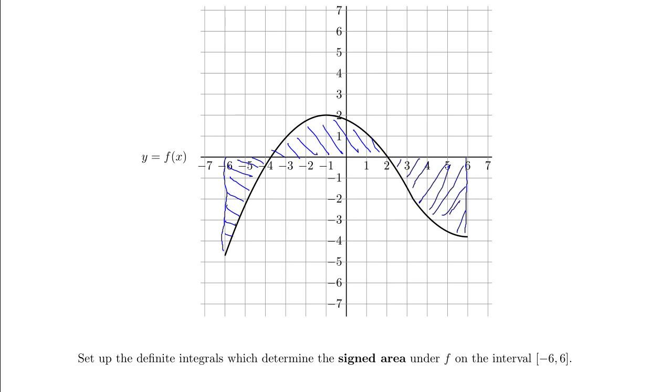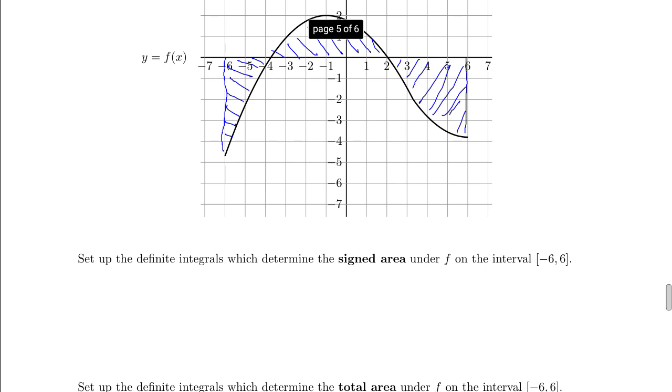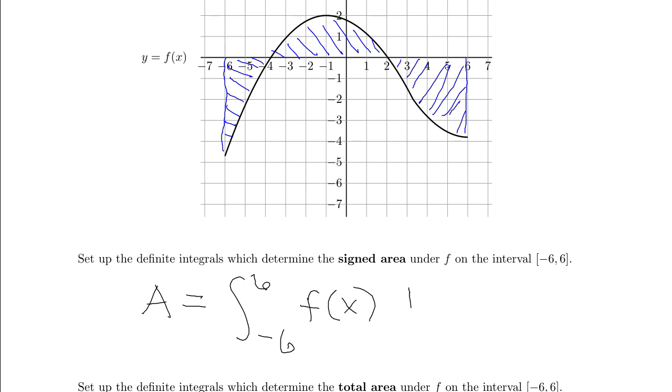And the first question is saying, well, what's the definite integral which represents the signed area? Well, the signed area is just the definite integral. The definite integral gives us signed area. So that's just going to be the integral going from -6 to 6 of little f of x dx. That integral is going to count the area that falls below the x-axis as negative area and the area that falls above the x-axis as positive area.